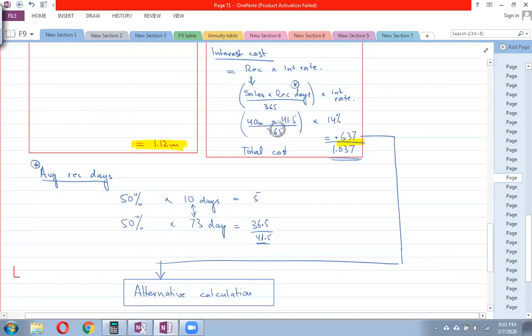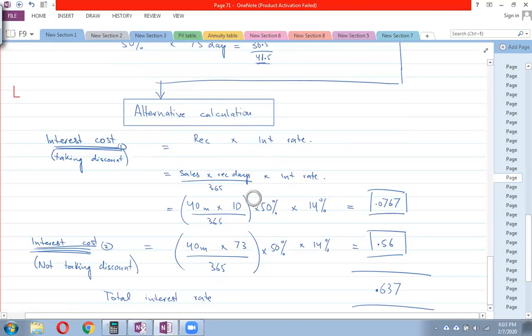Average receivable days. You did it in one step, and then you calculated average receivable days. If you don't want to do it that way, you can do it in two steps. Calculate the interest cost for those customers who are paying within the time period, 10 days, and those who are paying late and not taking the discount, right? So that will give you the interest cost in two steps.